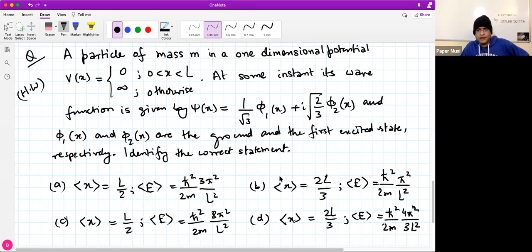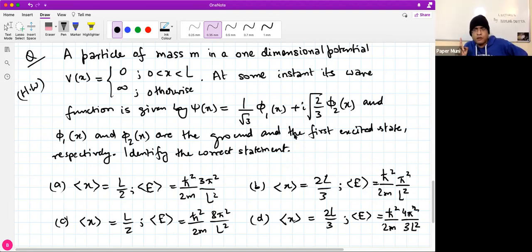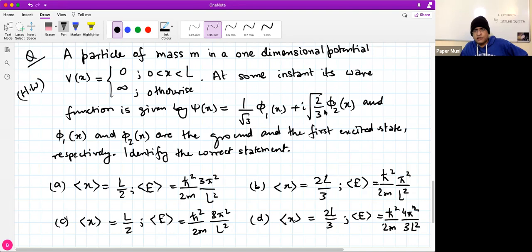It's lengthier to calculate the expectation value of the position operator, because phi1 and phi2 are not eigenfunctions of the position operator. Sir, but in the 1D box we found the expectation value of x is L by 2. That is for a pure state, a single state. This is a superposition state, so you have to apply the whole thing.